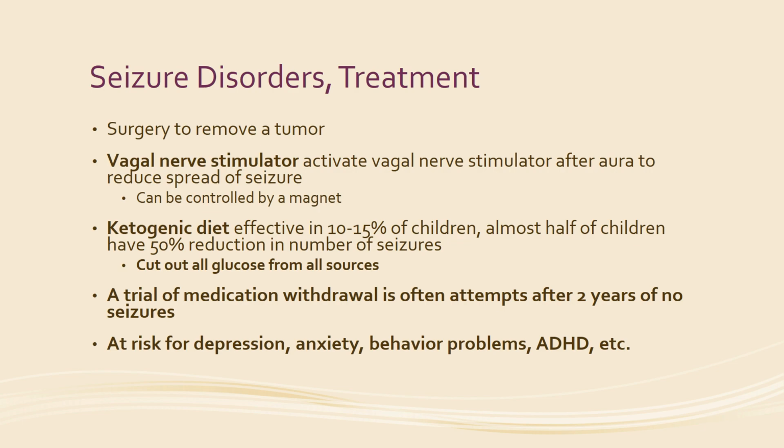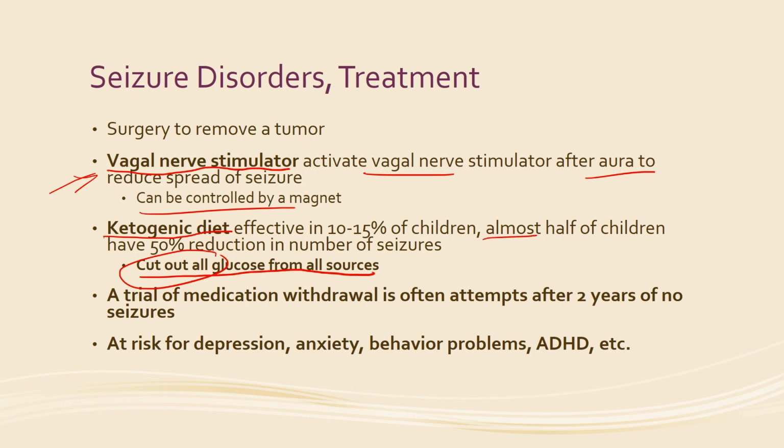A lot of times when we're giving medications, even despite the medications, we're still having seizures, and we want to think about other things, right? A vagal nerve stimulator is obviously pretty invasive. That's something to consider. Basically, it just stimulates the vagal nerve, right? And it can be controlled by a magnet, and you can trigger it after the onset of an aura. So this is something that you might want to consider. There's also a ketogenic diet. It's very important to know that you have to cut out all glucose, right?